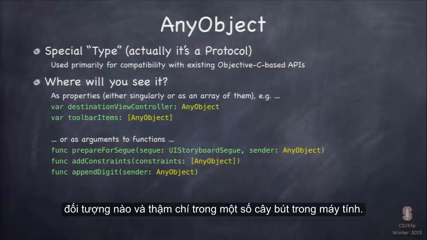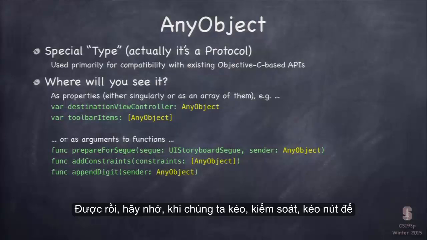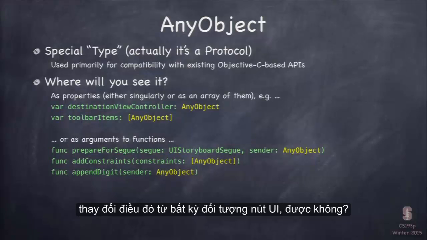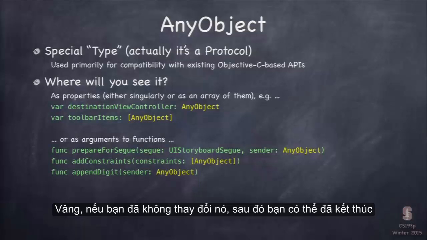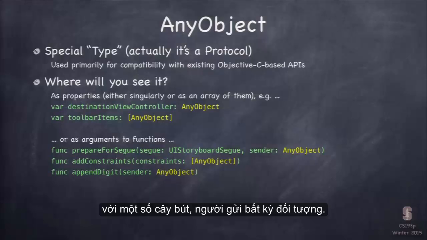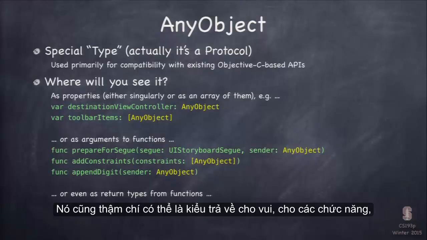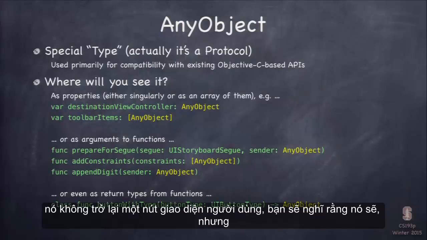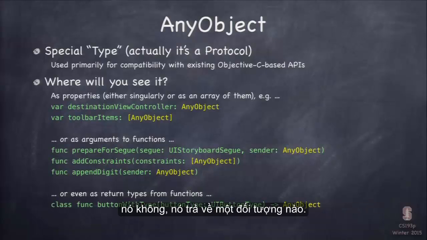And even in append digit in calculator, remember when we control dragged the button to make append digit? And I made a big deal of saying, change that from any object to UI button? Well, if you hadn't changed it, then you could have ended up with append digit sender any object. It also can even be the return type for functions. Like that button with type I talked about a few slides ago, it actually returns any object. It doesn't return a UI button. You'd think it would, but it doesn't. It returns any object.